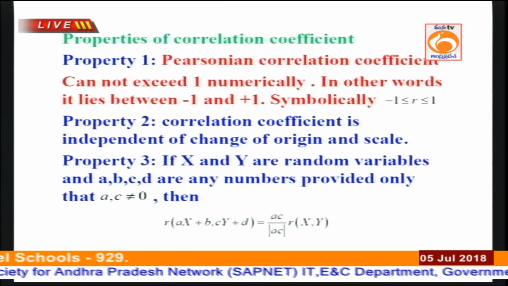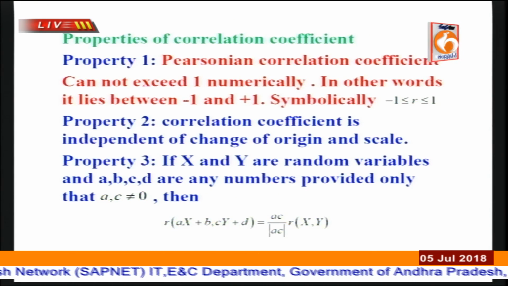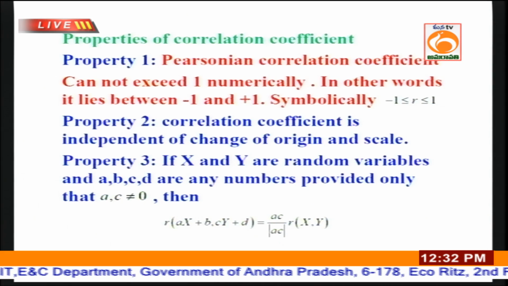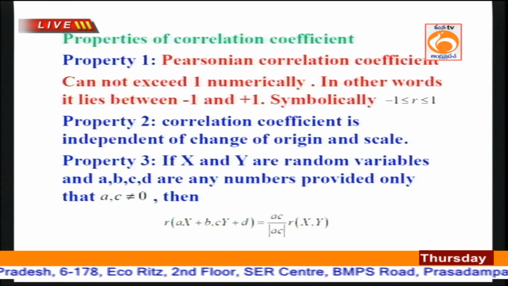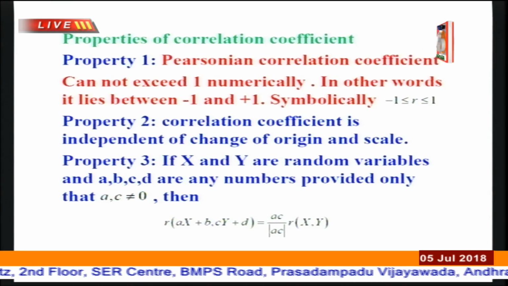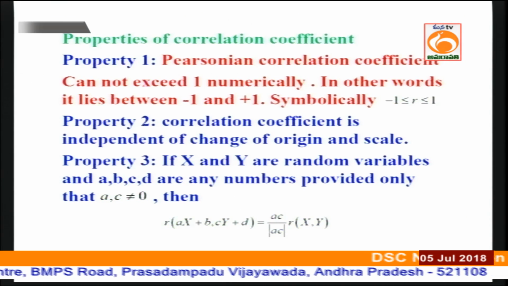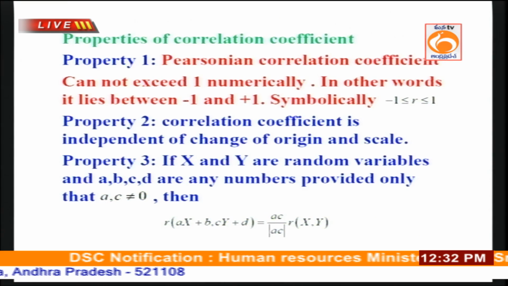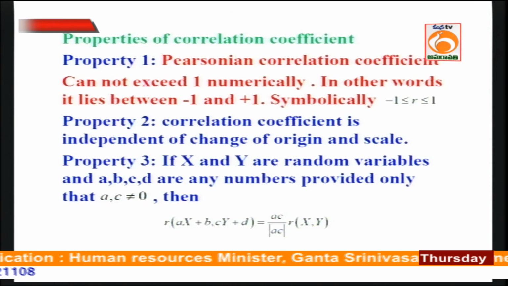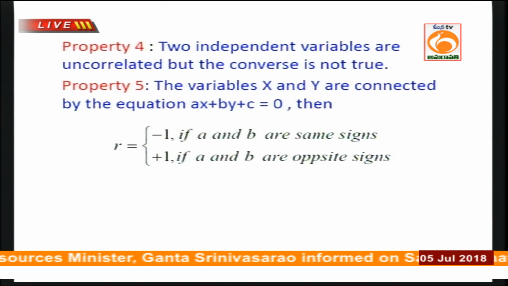Remember one point here: a and c have the same sign, and b and d are constants. So there is no effect on the correlation, no effect on its sign; only a and c affect the sign of the correlation. If both a and c have the same sign, then R of ax plus b, cy plus d is equal to R. If they have opposite signs, you should take the minus sign. This is the third property of the correlation.